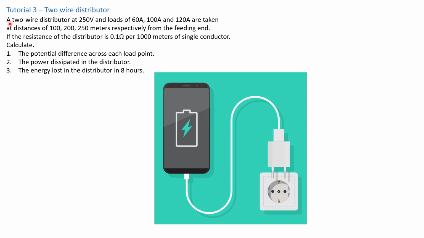This is tutorial 3 on power system distribution. What you see here is obviously a cell phone, a charger, and a wall outlet. Now we all know if you plug this charger into your wall outlet, the cell phone will start charging. This is assuming that your charger is not broken and also you have a good cable. Then your cell phone will start charging.